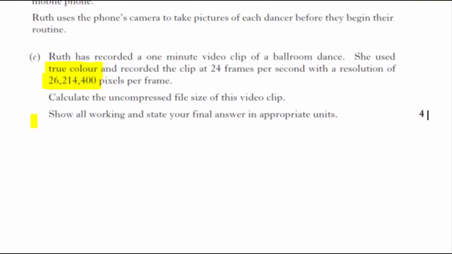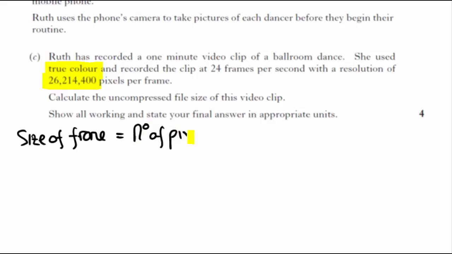If we now think of the size of one image, remember when we talk about video footage, these images are known as frames. So we can say size of frame, and what we do is we essentially do the number of pixels times colour depth. Now, the number of pixels is worked out for you. Quite often they might give you the dimensions in pixels and you just multiply them together to get the actual number of pixels, but they've already done this.